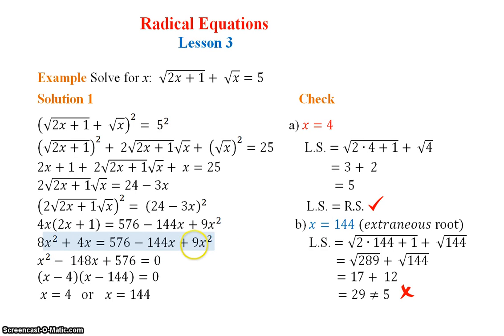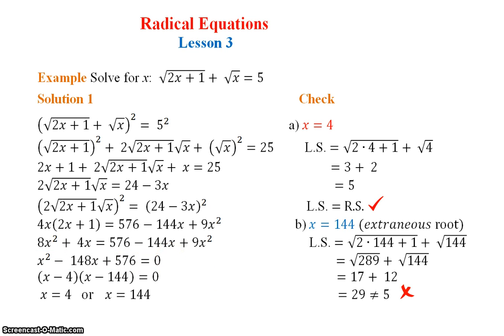So in the right side we have 9x squared minus 8x squared from the left side would be x squared. Negative 144x and minus 4x from the left side would be negative 148x. And constant term 576 we copied. Now in the left side of the equation we have quadratic trinomial. X squared minus 148x plus 576.